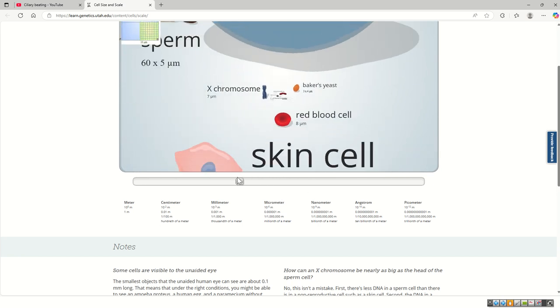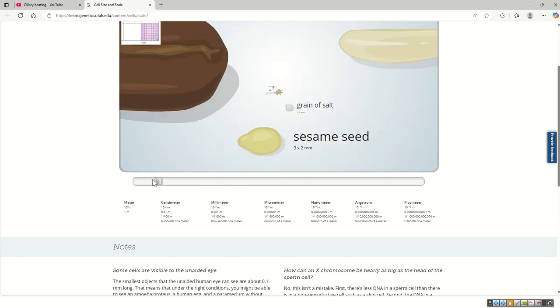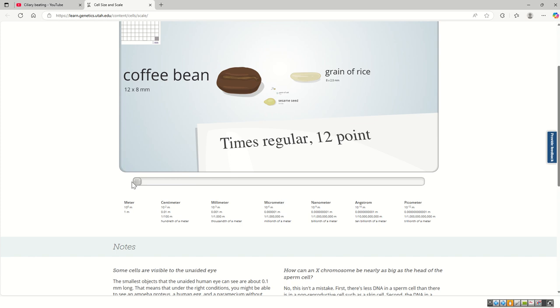Eukaryotic cells, prokaryotic cells, and then eukaryotic cells. Isn't that kind of fun? And then you have multicellular things, which are the coffee bean and the rice and the sesame seed. How was that? Kind of fun, right? Okay, in the next section, we will talk about the cytoplasm, which is most of the inside of the cell.